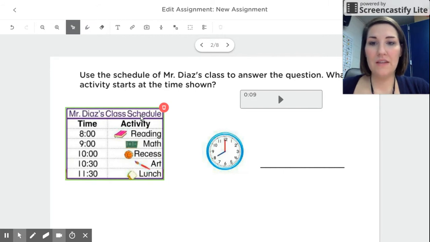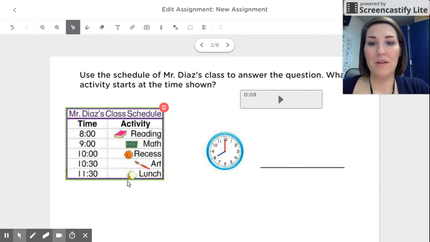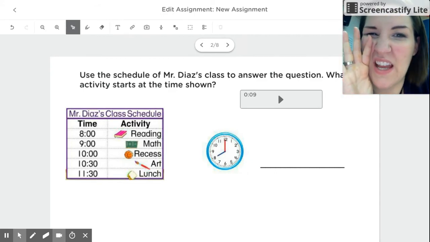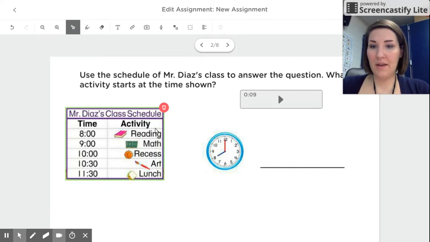So you'll look at the schedule and it'll ask you a question. So these first couple ones is going to ask you what activity starts at the time shown. So you're going to look at the clock and then you'll see I'm going to read what time the clock says, and then I would look at my schedule of what happens at that time. So let's say this clock says 10 o'clock. I know it doesn't really say 10 o'clock, but let's say it does. If it were to say 10 o'clock, then I would look at my schedule.